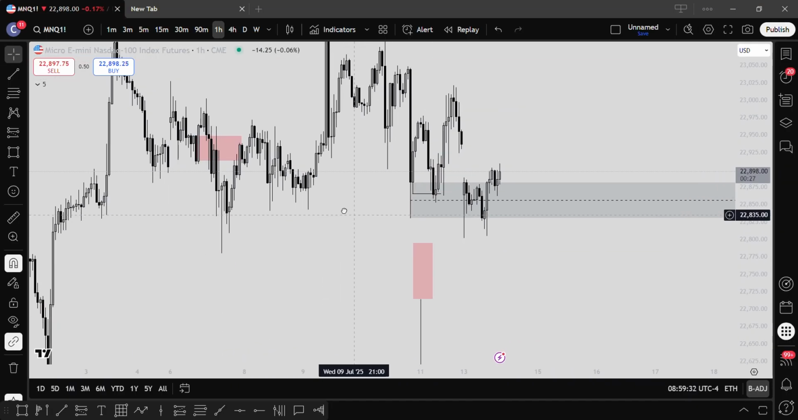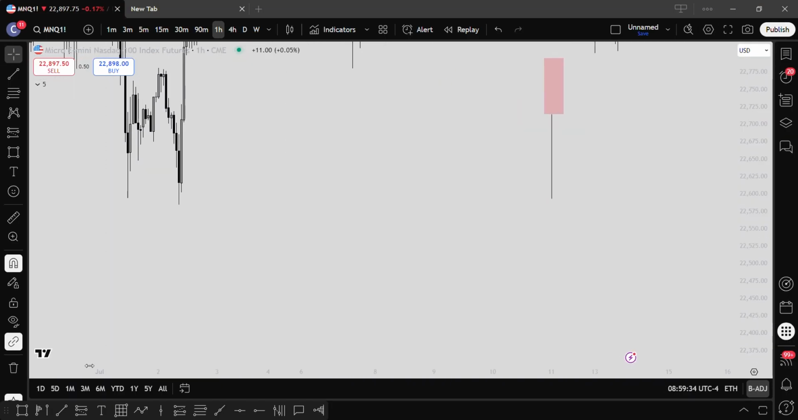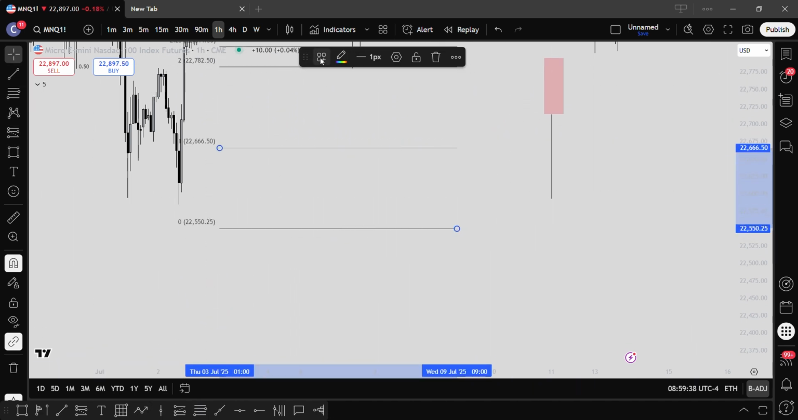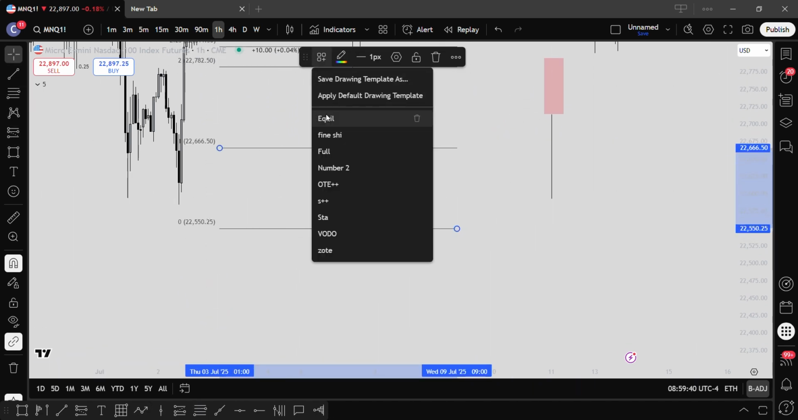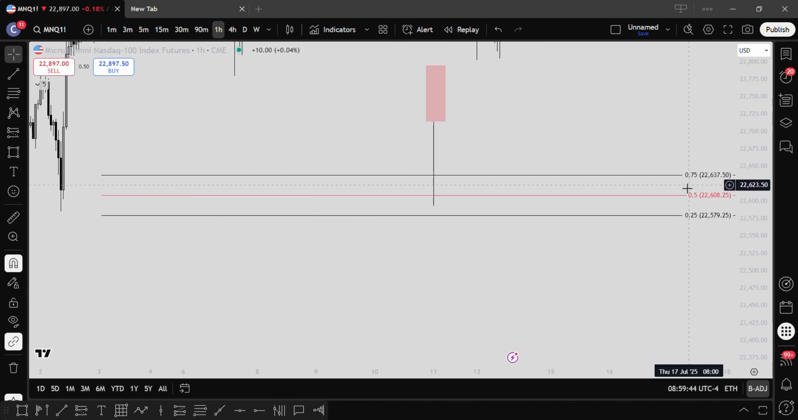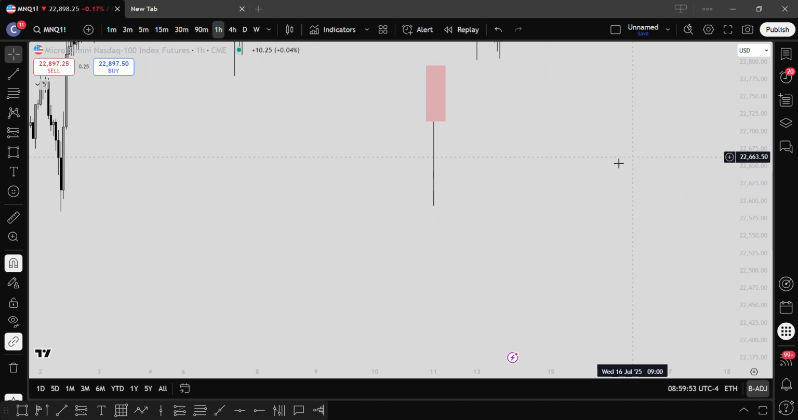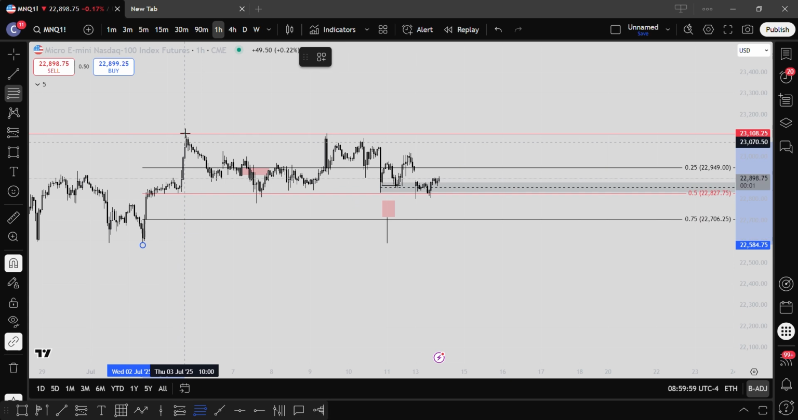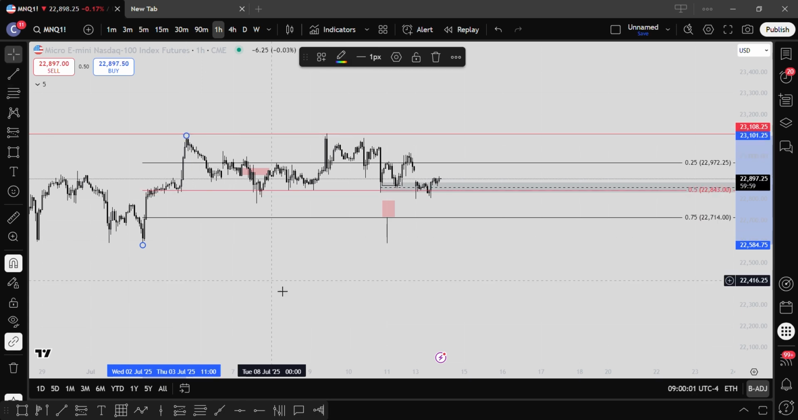Okay, basically what equilibrium is, what we're just using right now. 75, 50, and 25%. This 0.5% is the equilibrium level. Okay, so let's define the idea of premium and discount.